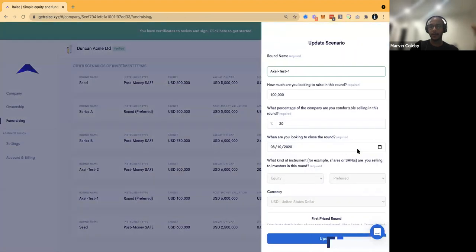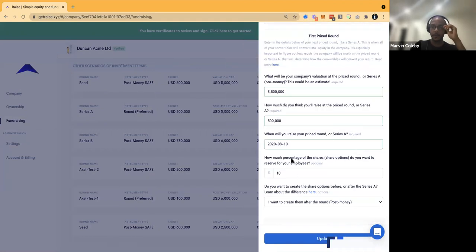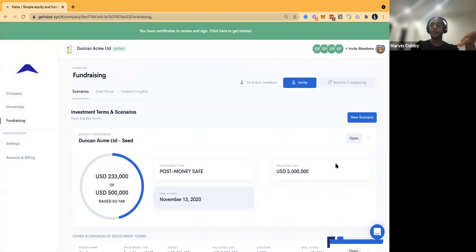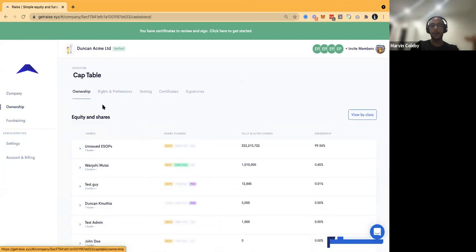So to answer your other direct question about the stock options, you could even put how much percentage of the shares you want to reserve for employees. So you'll say 10%, and then the platform will automatically put aside 10% of the shares specifically for stock options, and then tell you how much would be left. And all of that data is coming from the company that you set up initially on the Raise platform.